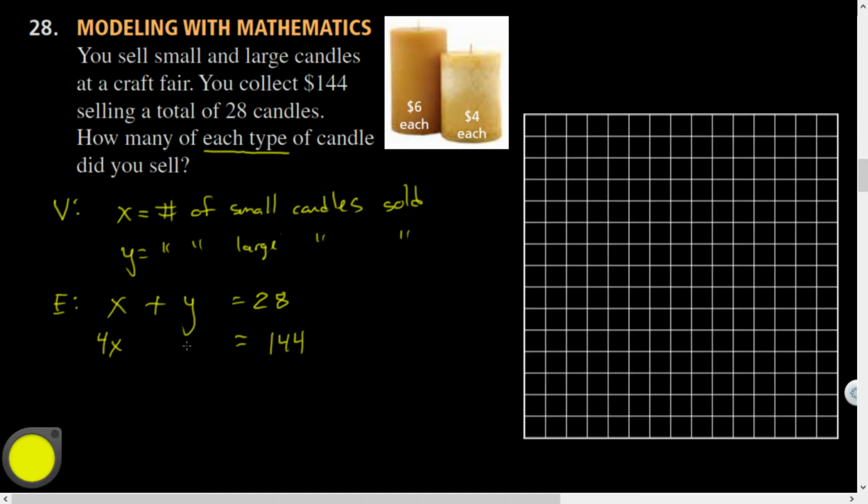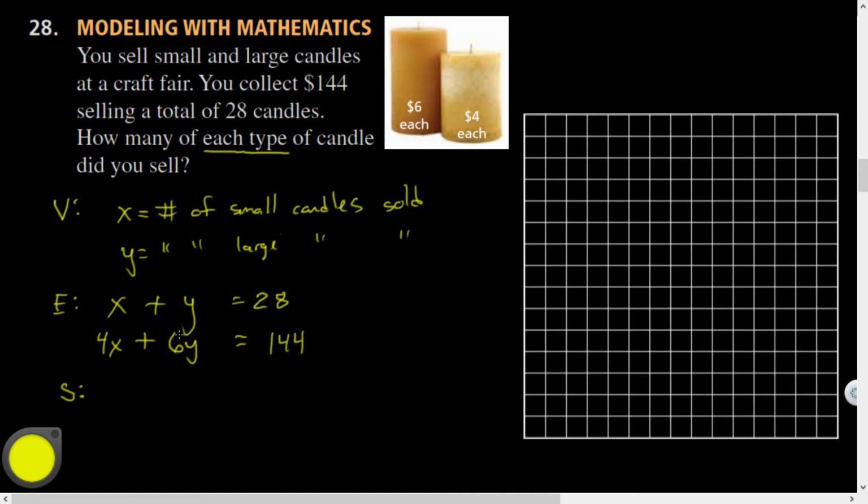If I take the number of large candles and multiply by the price per large candle, this number would represent the amount of money I earned selling just the large candles. And if I add those two dollar amounts together, that should equal the total amount of money that I earned. All right, so there's my two equations. Now I'm going to solve this graphically. I actually really wish I could solve this using today's method, but graphing is just fine.